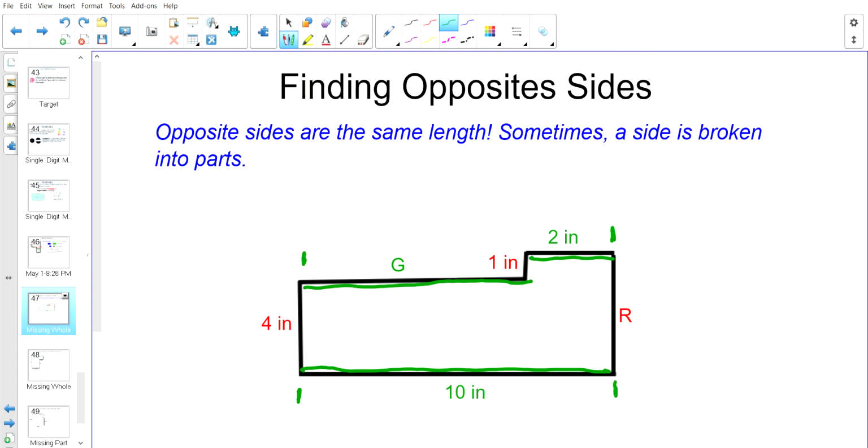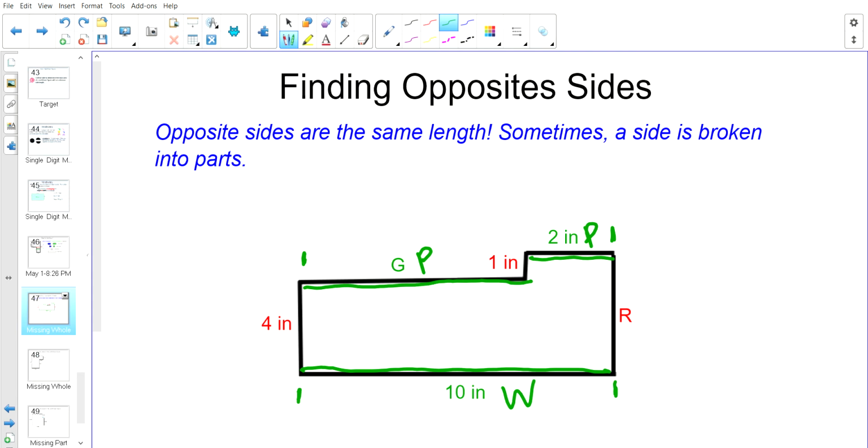It is easy for me to see that the 10-inch side goes the whole length of the entire rectilinear figure, so it is the whole. I can also see that side G only goes part of the length of the rectilinear figure, so it is a part, and the 2-inch side length also only goes part of the way. Now I can see that my unknown side length, the side length I don't know, is a part.